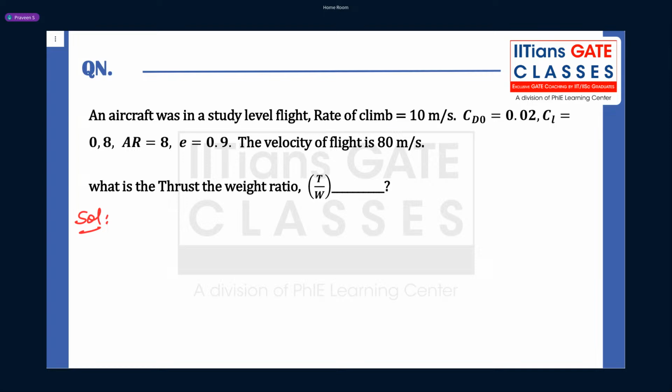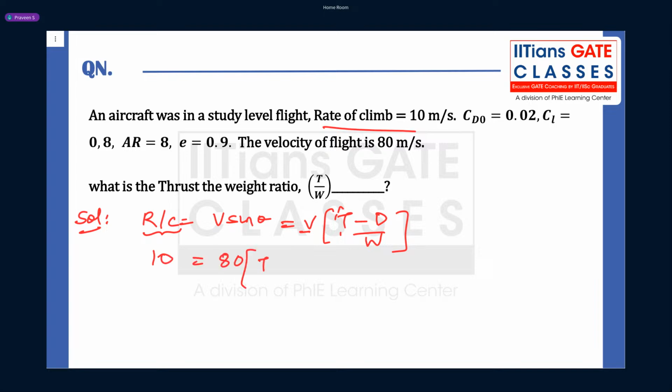So what is the rate of climb formula? The rate of climb is given as V sine theta, where V is the velocity of the aircraft, times sine theta, which is T minus D by W. The rate of climb is given, velocity is given, and what is asked is T by W. So let's plug in the data. 10 is equal to 80 times, let me write T minus D by W as T by W minus D by W. Simple manipulation. So from here I can get T by W as 10 by 80 plus D by W.